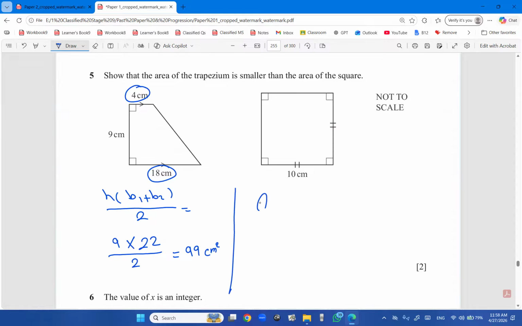While the area of the square equals s squared, which is 10 squared, which is 100 centimeters squared. So now you showed them that the area of the square is larger than the area of the trapezium, as they requested.